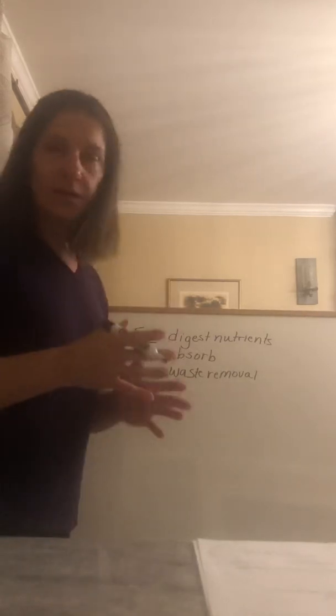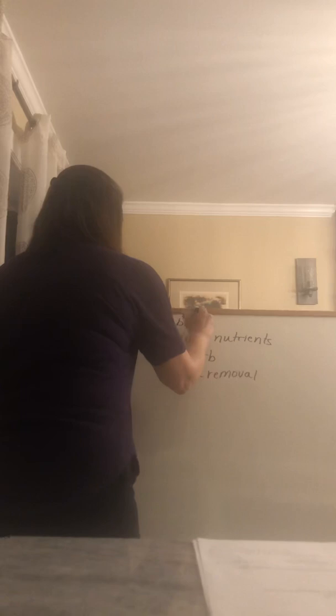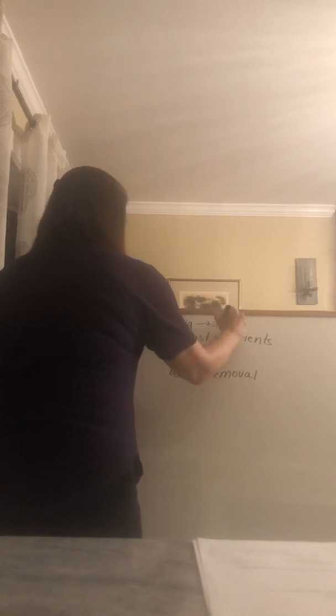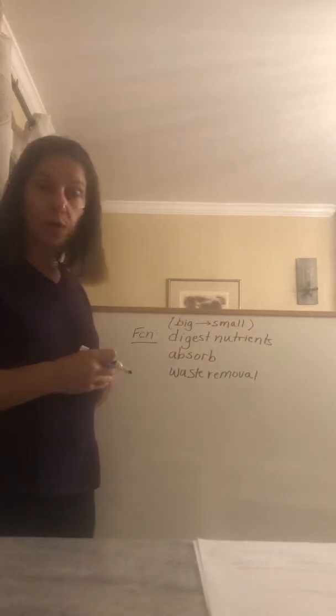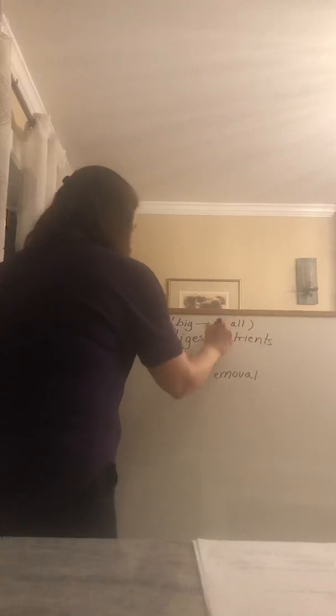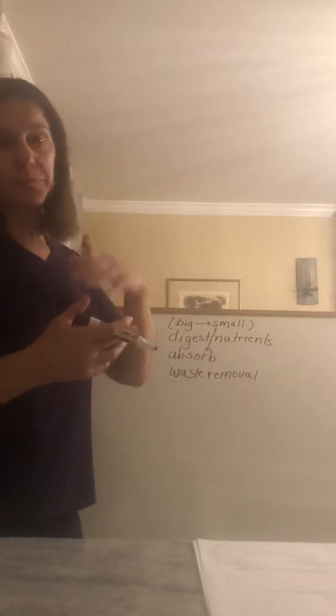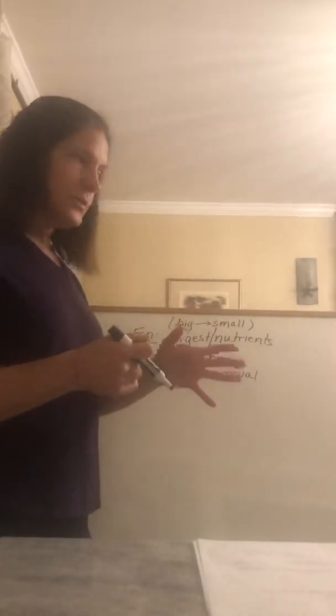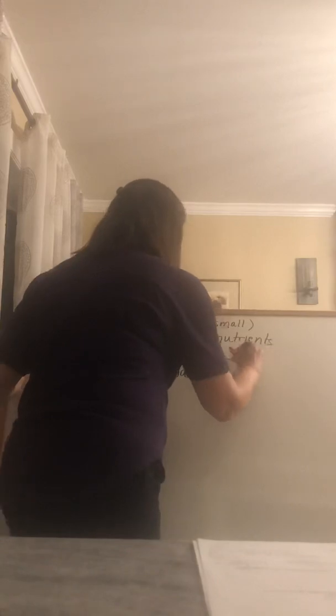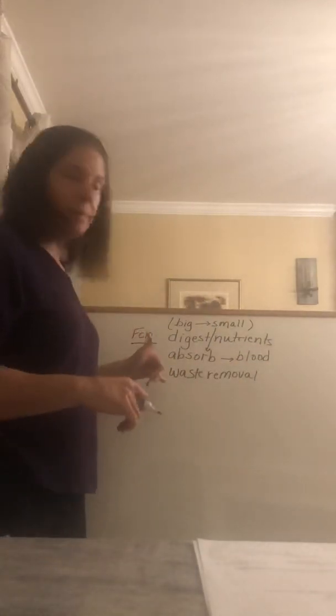So when we're digesting things, really the high level goal is we want to take something from big to small. You're taking a nutrient from something fairly large in size and you're breaking it down to something small to the point that it will be able to be absorbed. And when we absorb things, remember, you're passing from the lumen of the digestive tract into the bloodstream. So the goal here is you want to get the nutrients into the blood. And then, of course, waste removal.